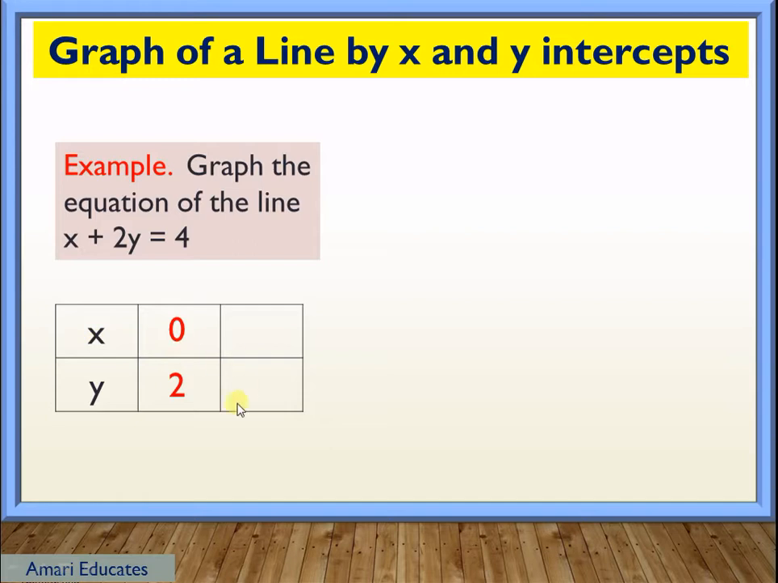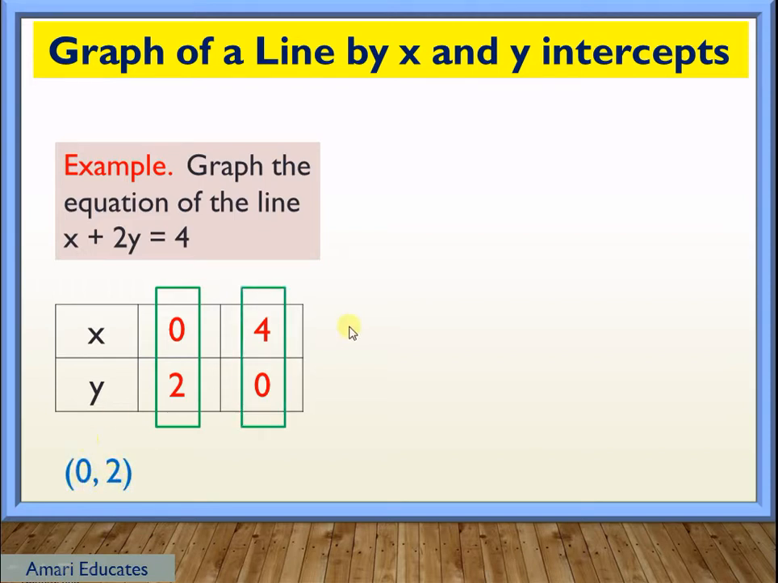Now the next one is for this one. So this time we're going to assume that y is equal to 0. Meaning to say, I do not need to be bothered by this anymore because this is already 0. So I have x is equal to 4. Okay? Now take note how you're going to have the order. For this one, again, we follow the rule of x, y. So if we're going to have it as a point, that will become 0, 2. For this one, the point will be, again, x, y, which is 4, 0.